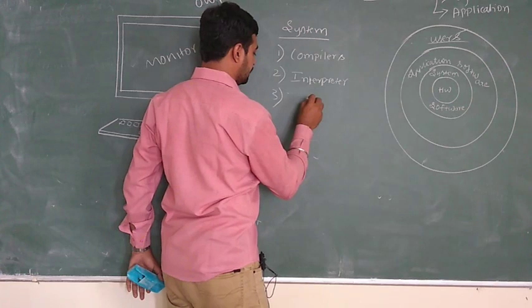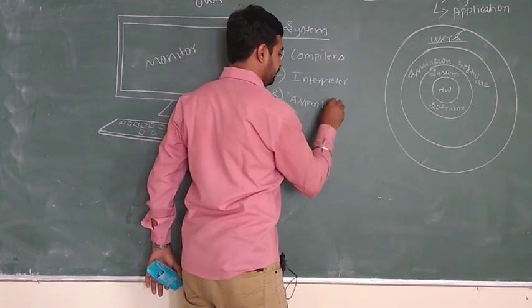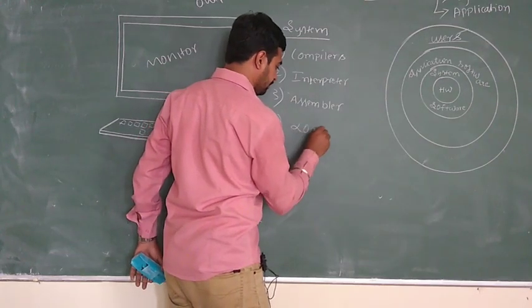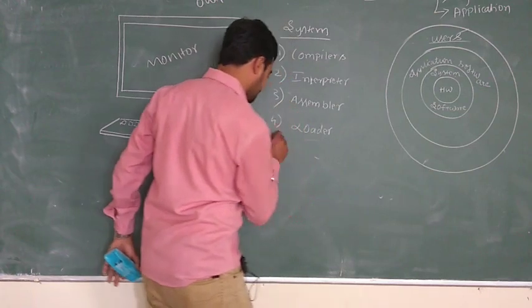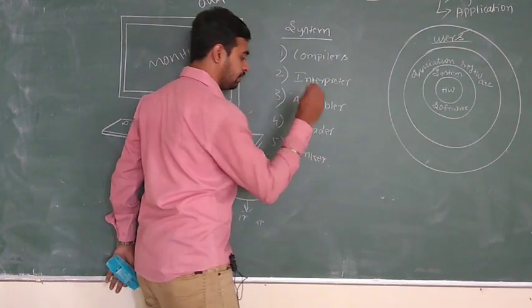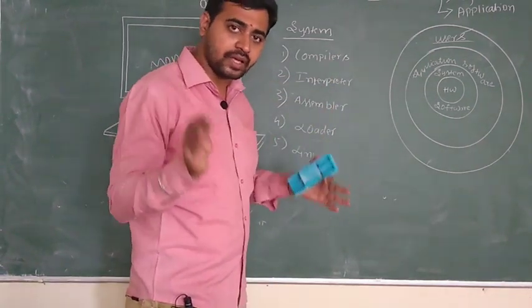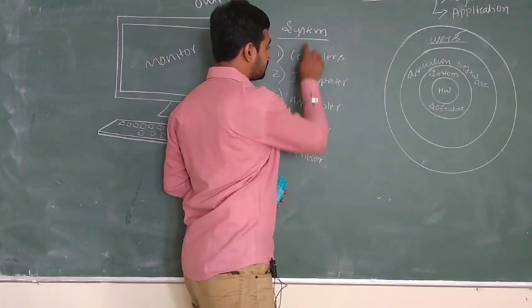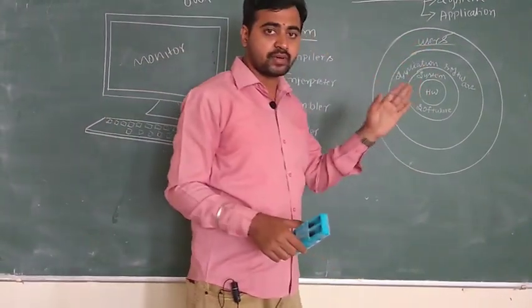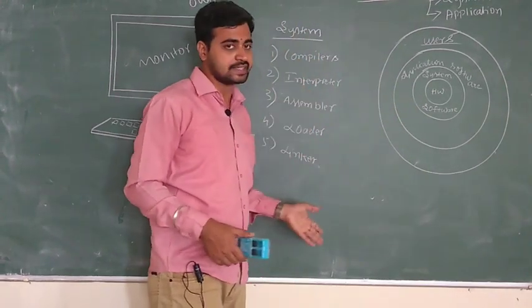Again we have assembler. Again we can mention loader. Fifth we can mention linker. Got it? So you must learn what these are, but we cannot use system software directly because we are a bit far away from system software. We cannot access it directly because we cannot understand what it is.